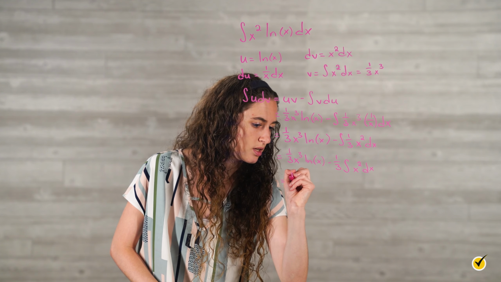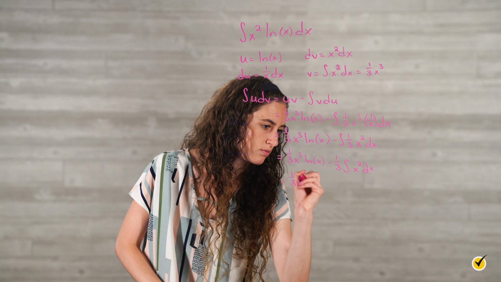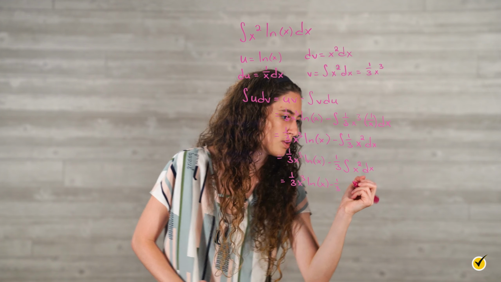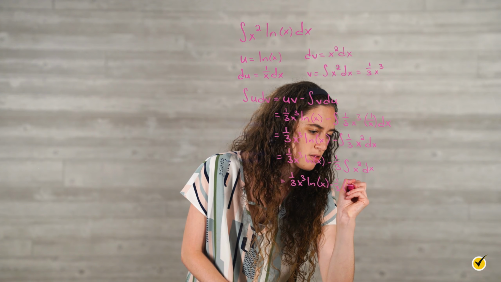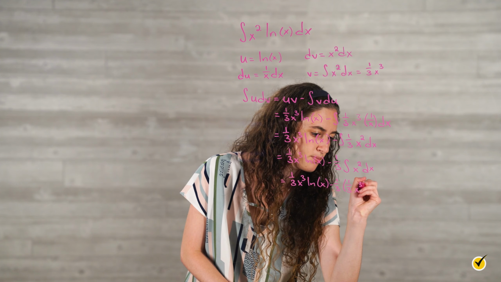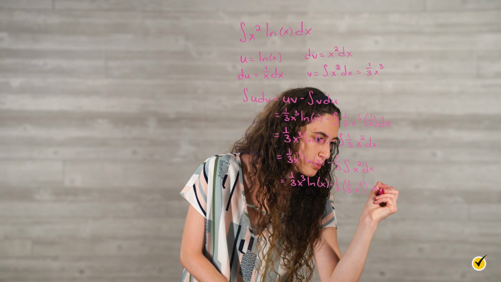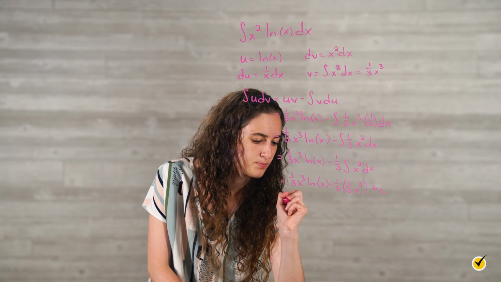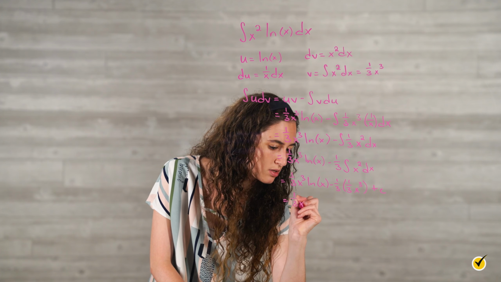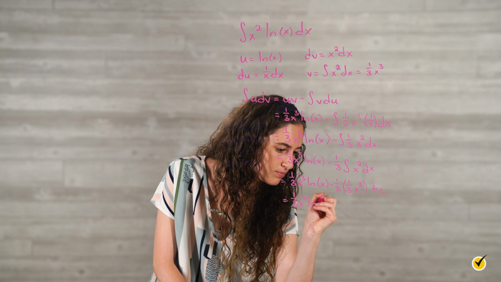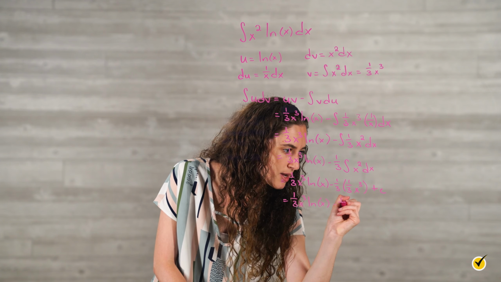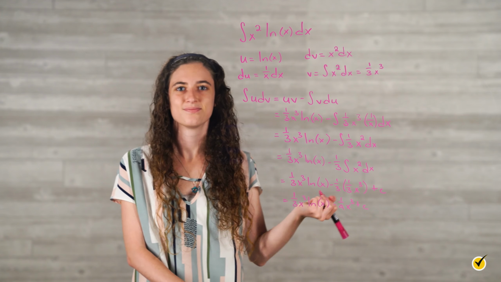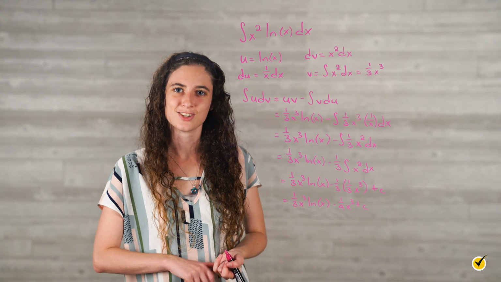And then we can integrate x squared to get 1/3 x cubed. And this is where we'll add our plus c. Now all we have to do is simplify this part right here. So we have 1/3 x cubed ln of x minus 1/9 x cubed plus c. And that's our final answer.